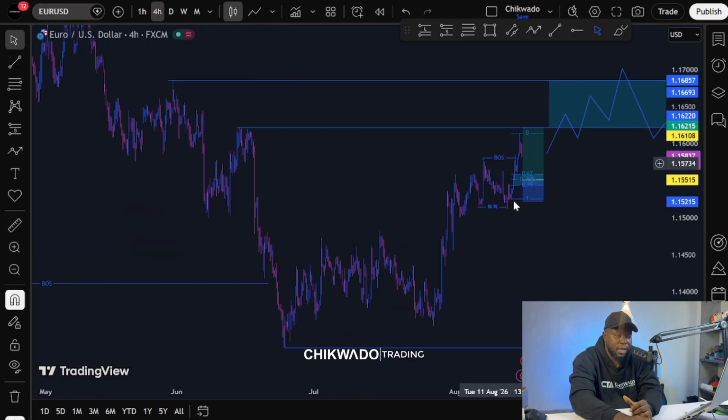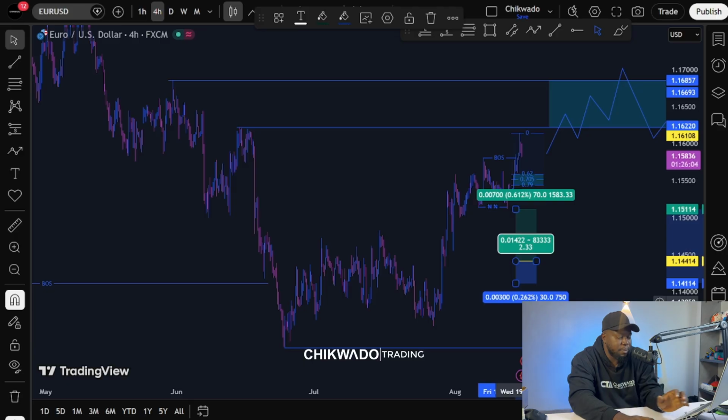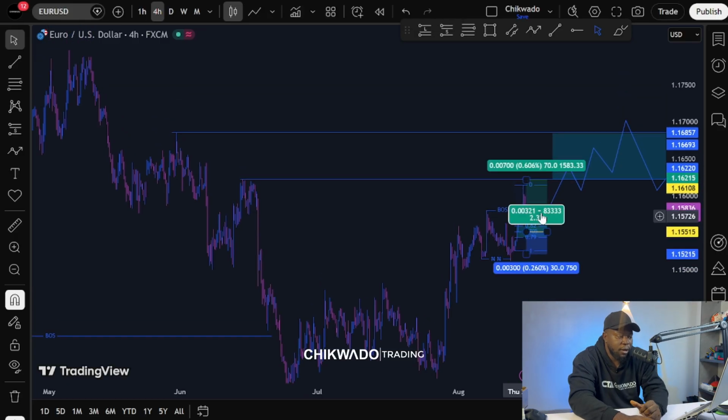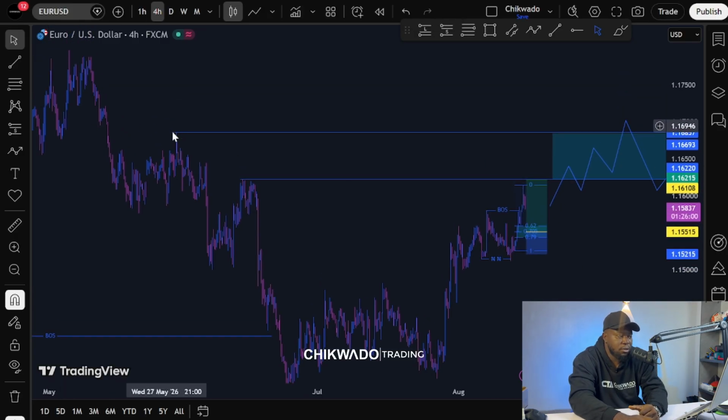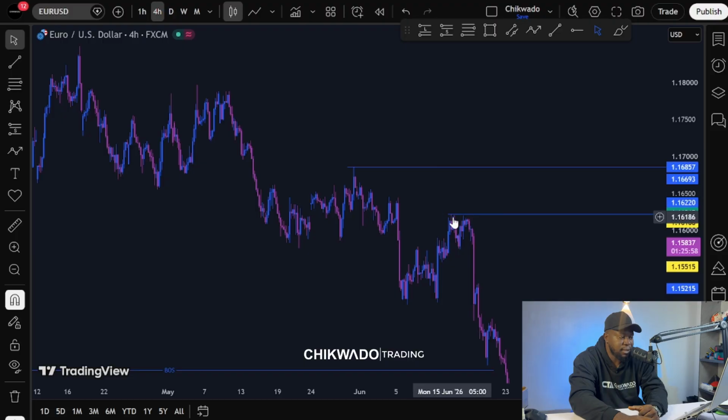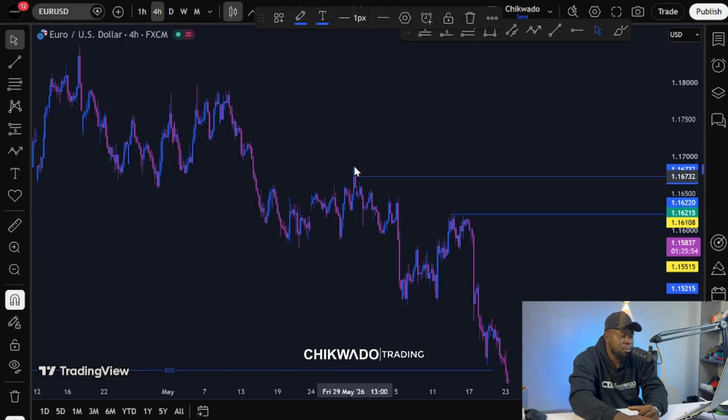You cannot be doing that. You cannot be trying to buy and expect a very, very long play from this point, knowing fully well we have these pockets of resistance in all of these areas. So this is how you actually use multiple time frames in your analysis.